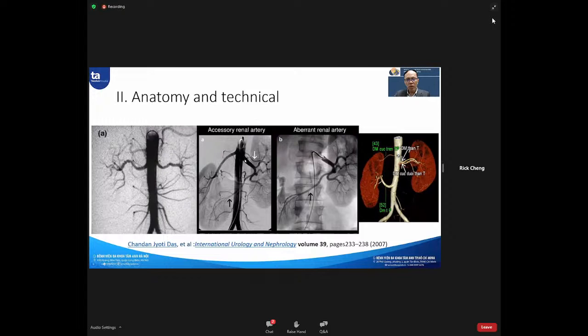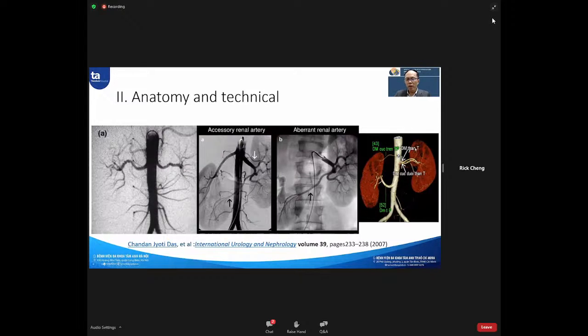You see the left side has an accessory renal artery, and you see the main left renal artery. You see one branch there, at the superior or inferior pole of the right kidney, so it means it's the aberrant renal artery. It's the right renal artery, rising from the hilum of the left side.